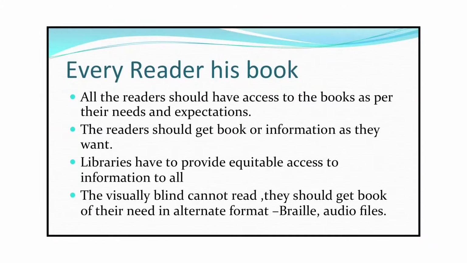Libraries have to provide equitable access to information to all. Even the visually blind, the ones who cannot read, should get books of their need in alternate format. Alternate format means that for people who cannot read print books, the library should offer books either in braille, in audio files, or in digital files.